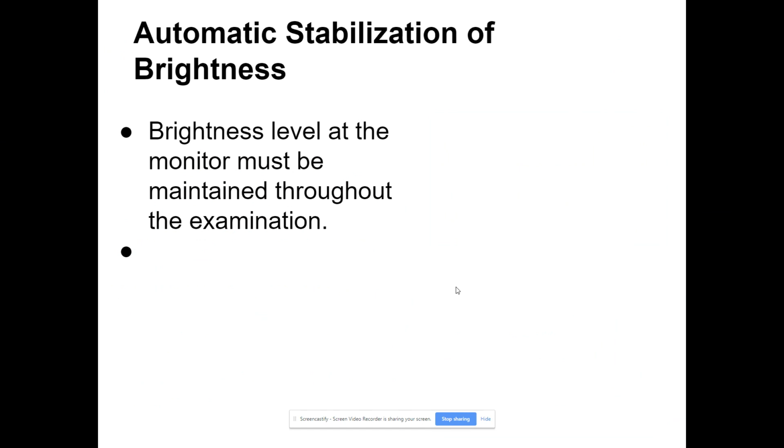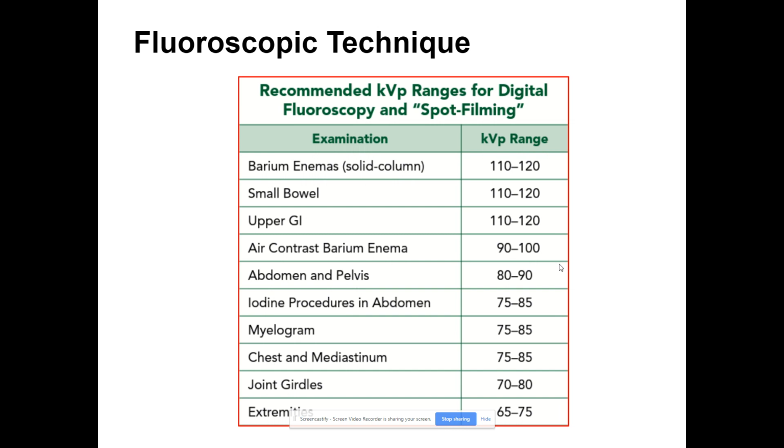Automatic stabilization of brightness is basically the same as automatic brightness control. So if you see the term, they're basically synonymous. Some of this you probably already know.